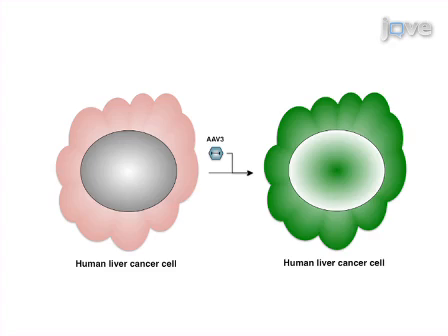Ultimately, results can be obtained that show highly expressed EGFP protein in human liver cancer cells through fluorescence microscopy.